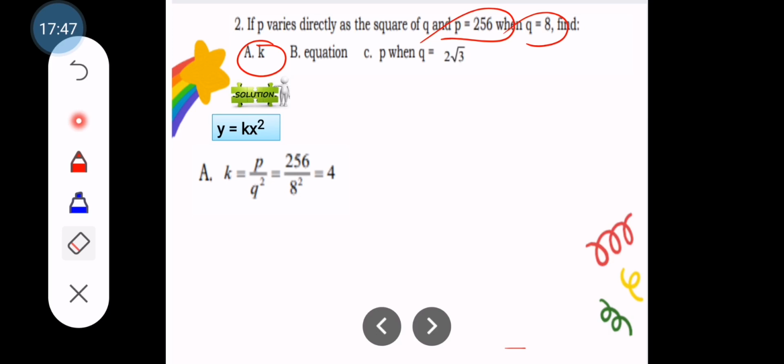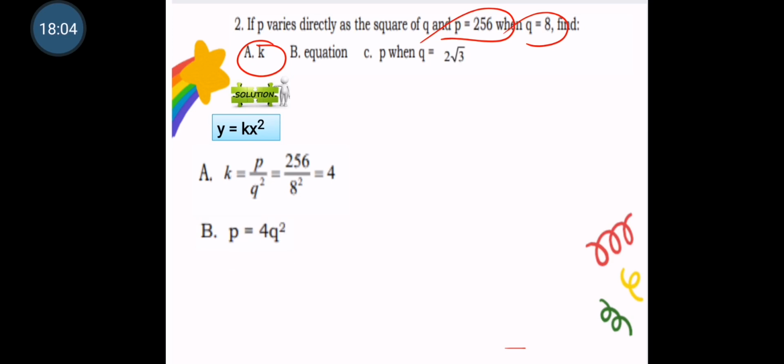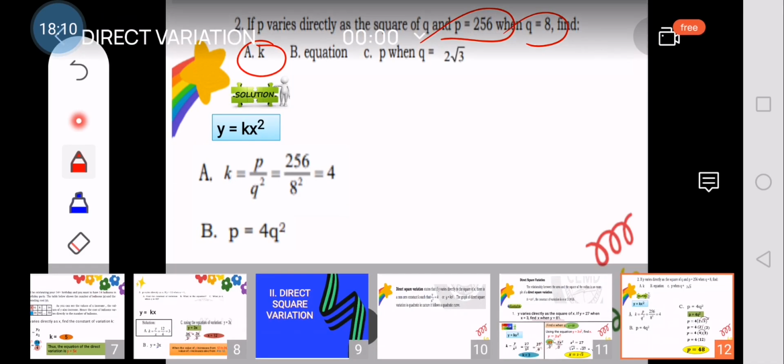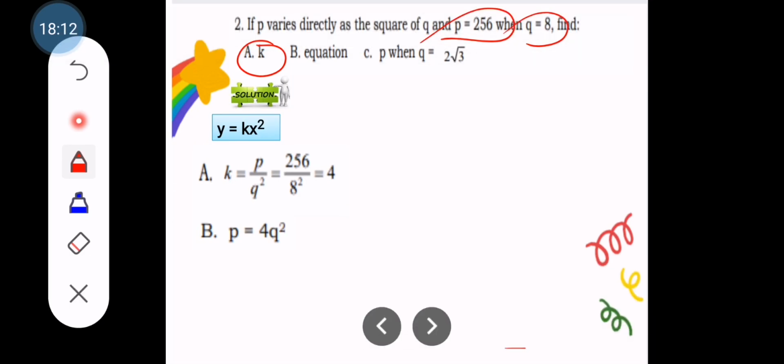So, 256. Ang 8 square po, alam naman natin, 8 times 8 is 64. So, 256 divided by 64, kaya ito ay naging 4. Baka mamaya ang gawin ninyo na naman ay 8 times 2. Mali po yun. Next, letter B. What is the equation? Since nakuha na natin yung constant na 4, i-substitute na natin siya sa equation natin. Kaya naging 4Q square.